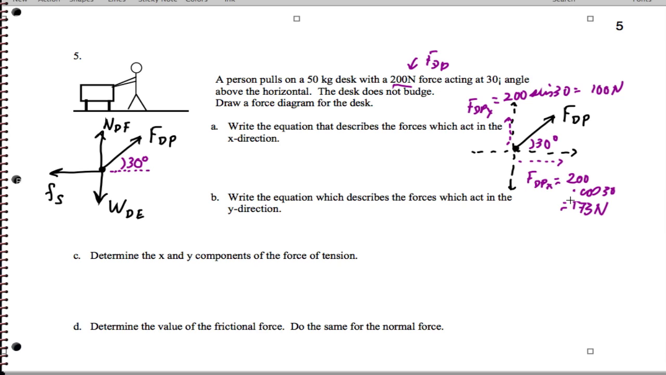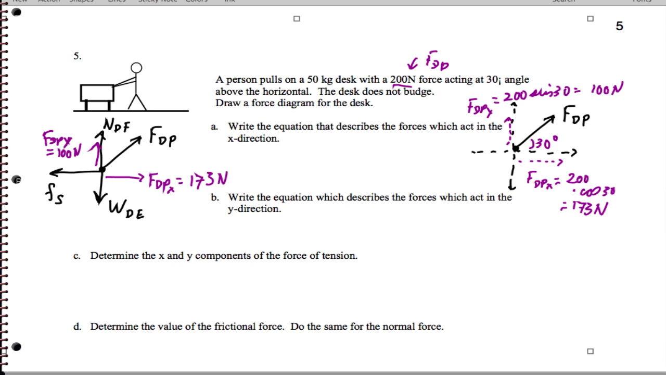So here's how we're going to take all this information and put it here. So first, I'm going to have F dP in the x direction. That's going to end up being 173 newtons. And then here, F dP in the y direction, that's 100 newtons. So I'm going to get rid of this little degrees thing here, just get that out of the picture. So now all we have is horizontal and vertical forces.